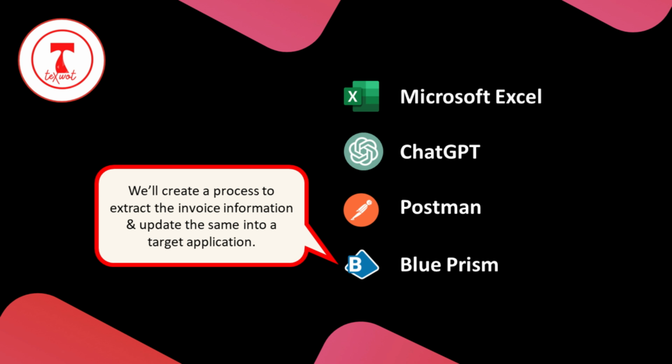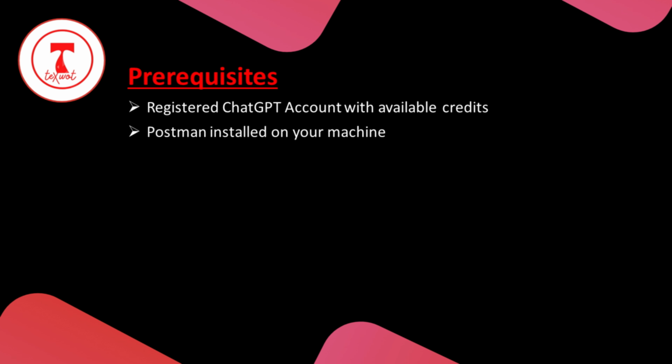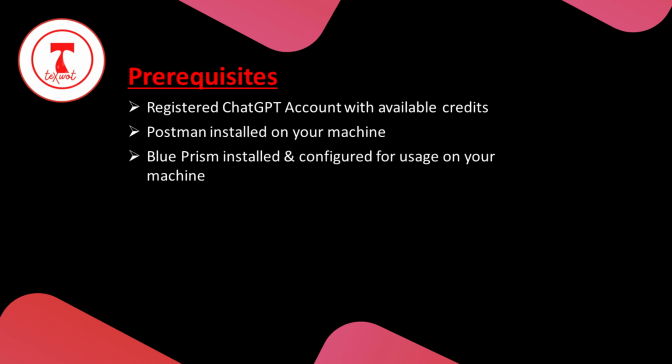Before proceeding with this exercise, make sure you have the following prerequisites in place. A ChatGPT account with enough credits to perform the required tasks. Postman client installed on your machine to facilitate API testing. The last one, Blue Prism installed and properly configured on your machine.